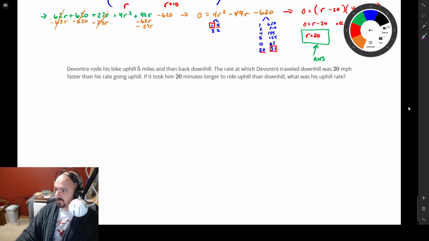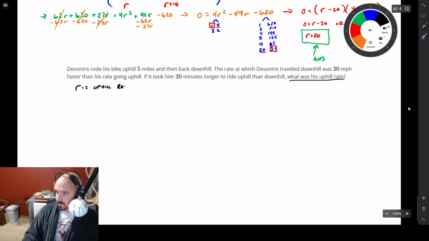So if you've watched the other 2, you already know by now that I talk my way through this, and I want to find what it is that we're looking for, and what was his uphill rate. Okay, so I'm going to say R is uphill rate. And then I'm going to start looking to see if I have a rate that was faster or slower. So Devontre rode his bike uphill 5 miles and then back downhill. The rate at which Devontre traveled downhill was 20 miles an hour faster than his rate going uphill. So we do know that R plus 20 is his downhill rate.